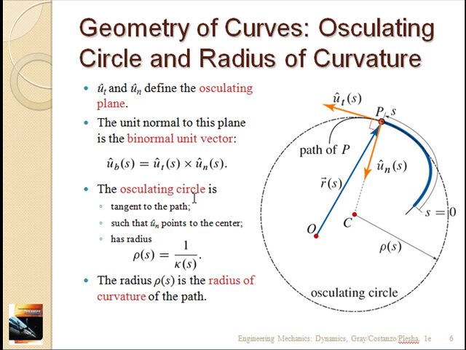And this so-called osculating circle is tangent to the path, and it has a radius that's the inverse of the curvature. So you can think of this radius of this circle as the radius of curvature of the path. That is, if you draw a circle around that, then rho will be the radius of that circle, and the circle has to be such that the curvatures match at the point of interest.